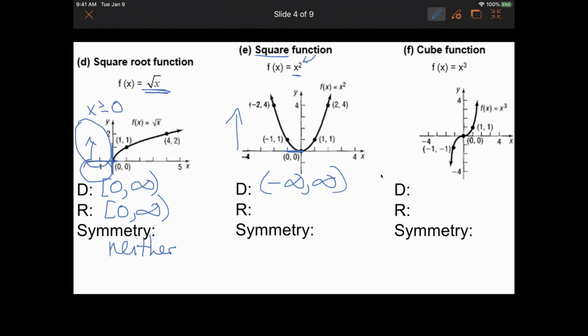It is equal to 0 up to infinity. So it has that nice symmetry along the y, that is, even. Right?